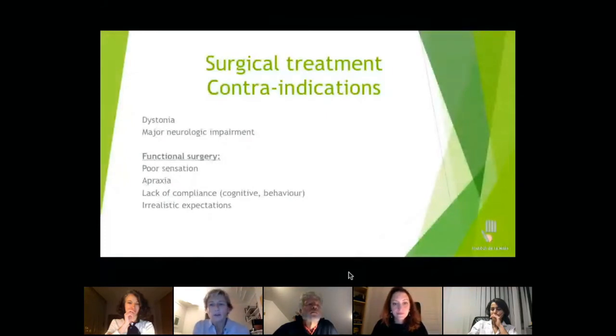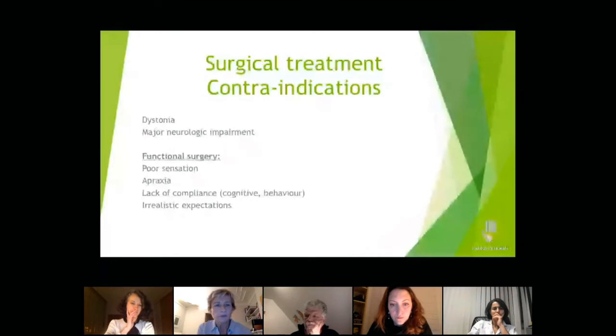Obviously not all patients are candidates for surgery, and there are some contraindications. Dystonia to us is one of the main contraindications. It's extremely difficult to operate. The surgical blade doesn't do good, and I think we should really refrain from doing surgery on a dystonic patient. Major neurologic impairments also can be a contraindication, and in the case when we're doing functional surgery, we must beware of poor sensation, of apraxia, of lack of compliance of the patient, and probably most of all, of unrealistic expectations. And this must be really discussed before embarking on surgery.